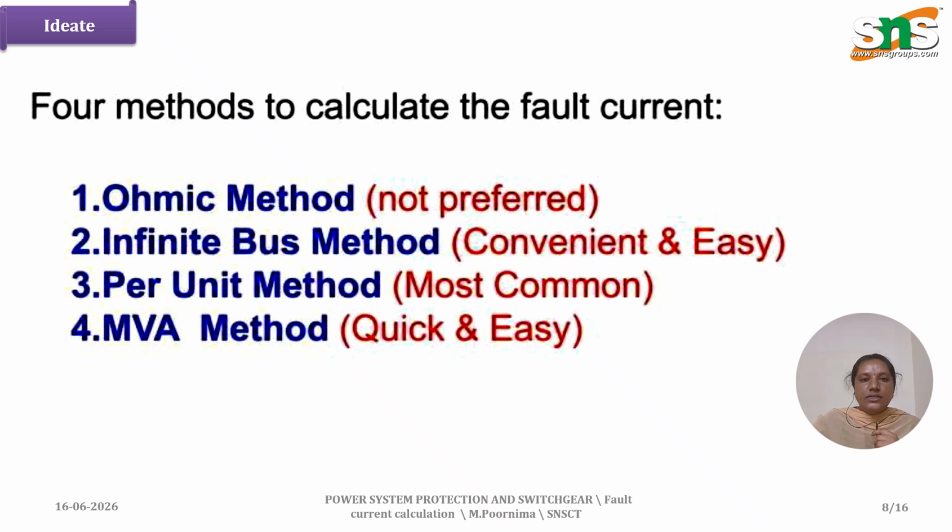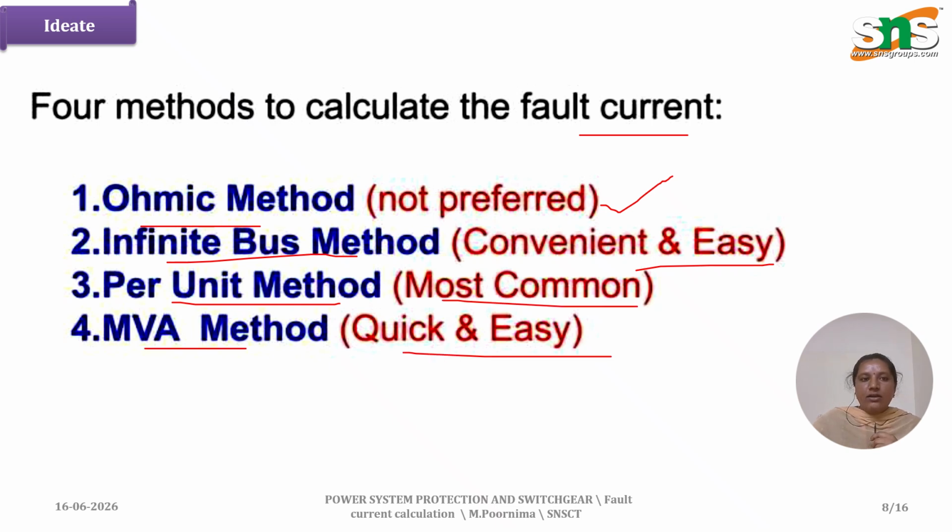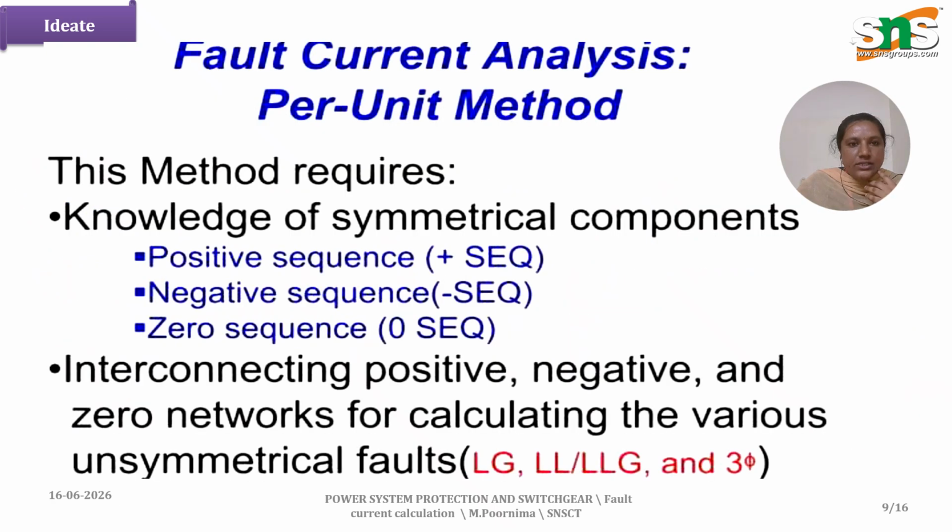And here we have four methods to calculate the fault current. One is the ohmic method, which is not a perfect method. The next is the infinite bus method, which is convenient and makes calculations easy. The per unit method is the most commonly used method, and the MVA method is a quick and easy method. So we have four methods: ohmic, infinite bus, per unit, and MVA methods.